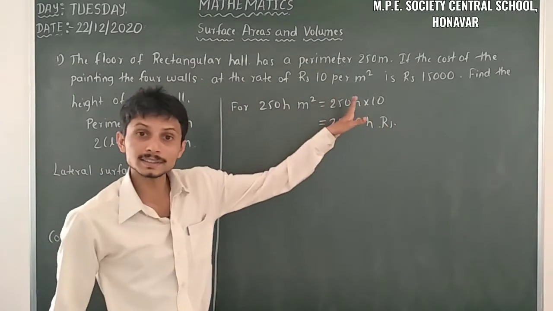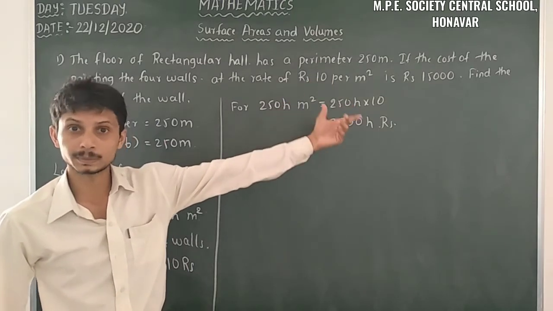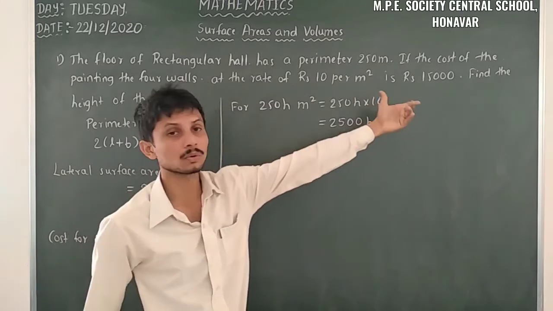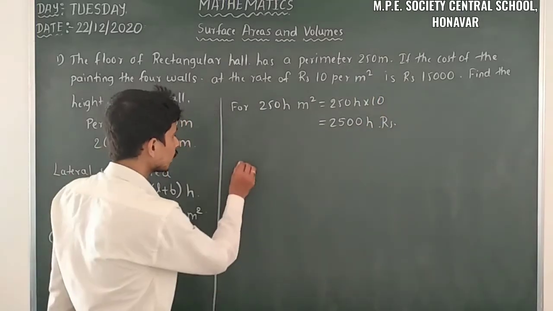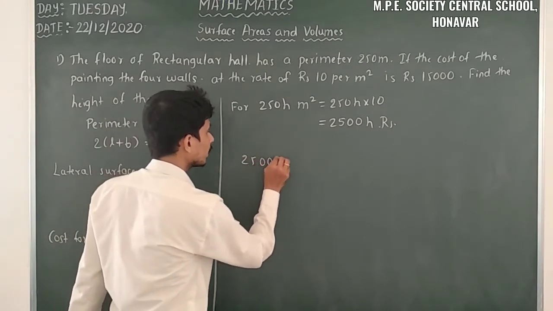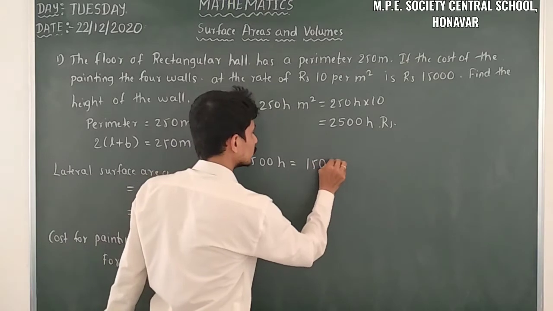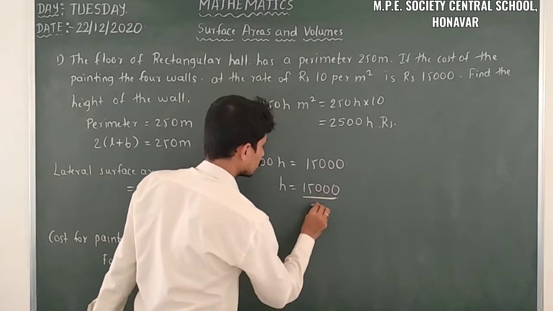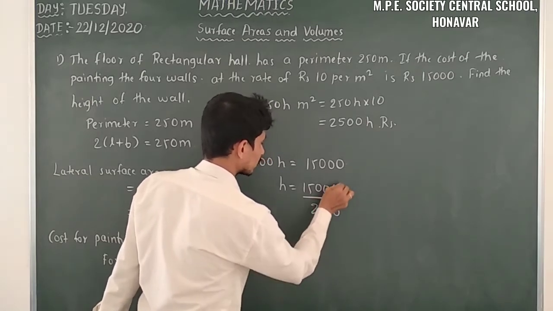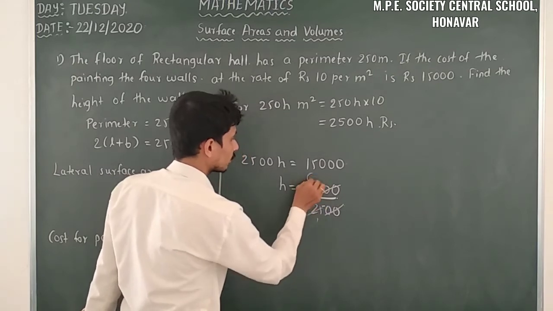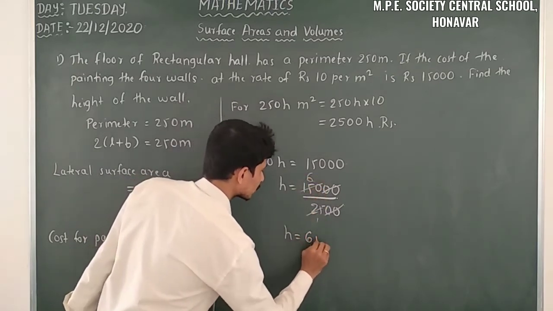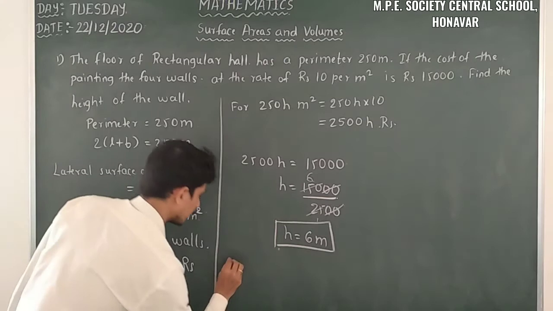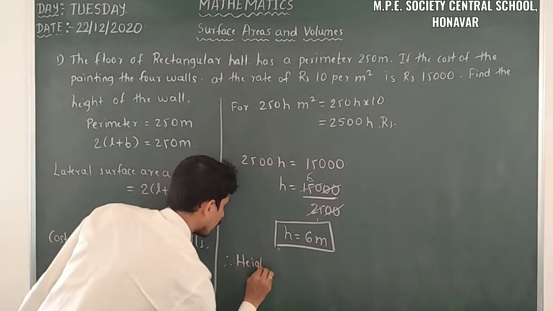But it is given that the total cost spent is 15,000. So this value must be equal to that value. Let us equate them: 2500 H is equal to 15,000. H is equal to 15,000 divided by 2,500. You can cancel the two zeros, and 25 into 1 and 25 into 6, so H is equal to 6 meters. The value of H is 6 meters. Therefore, the height of the wall is 6 meters.